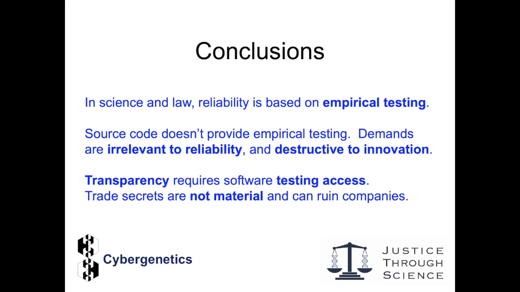So in conclusion, science and law has reliability based on empirical testing. Source code doesn't provide empirical testing. These discovery demands are irrelevant to reliability. They're destructive to innovation. And real transparency requires software testing access, which is given by private companies. And trade secrets are not material and can ruin companies.